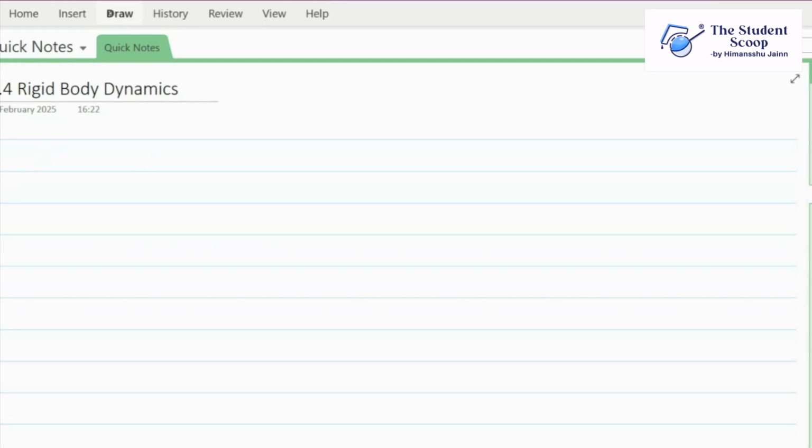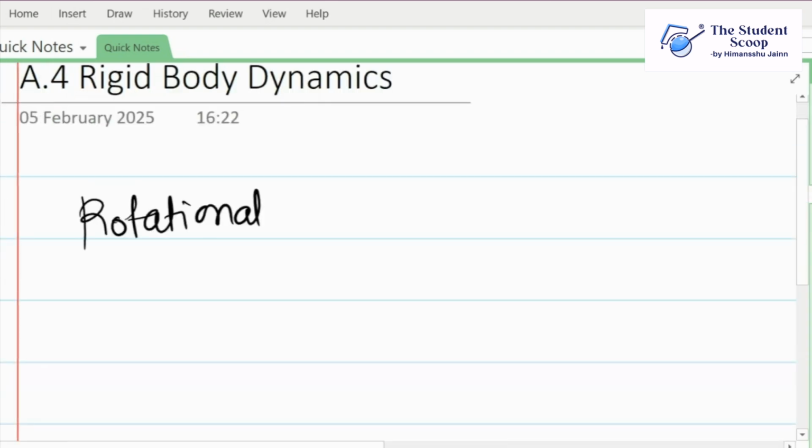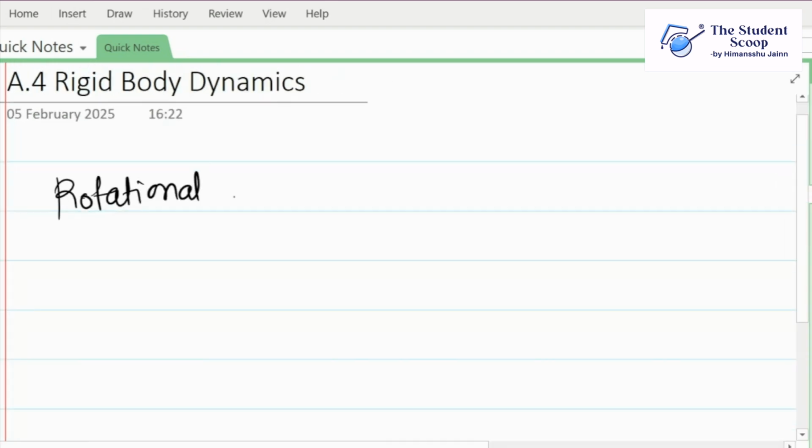We'll start with rotational kinematics. Now, the first thing that has to be very clear in rotational kinematics is that it is not anything different from whatever kinematics we have done, apart from a few extra terms that we need to learn. So first thing I will talk about is the delta theta.